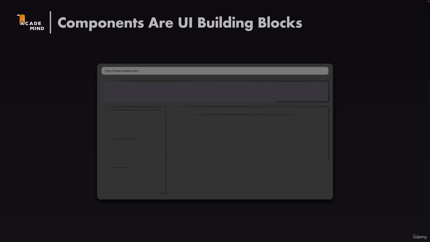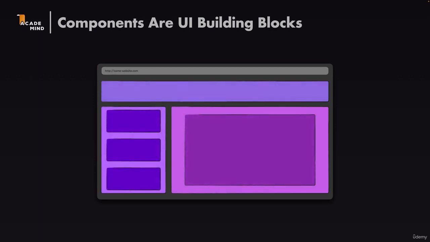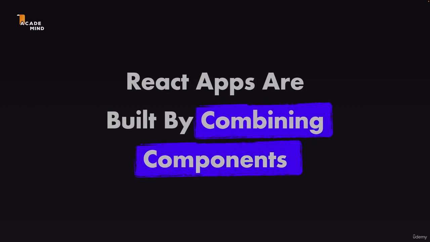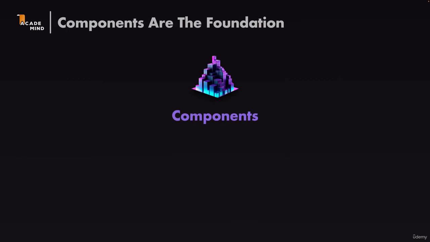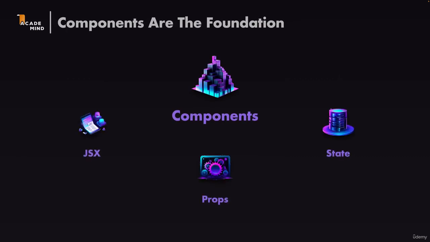Because components are potentially reusable building blocks which you as a React developer can create and which you then combine to build the overall user interface. So React apps are in the end built by combining components. And whilst a couple of additional features and concepts would be required to create truly interactive user interfaces, components are the one concept every React app, no matter its complexity, will use.